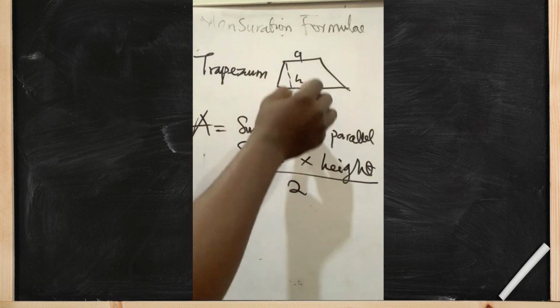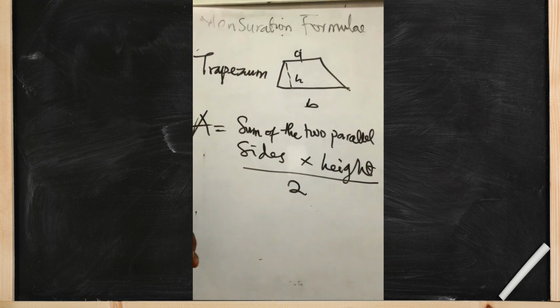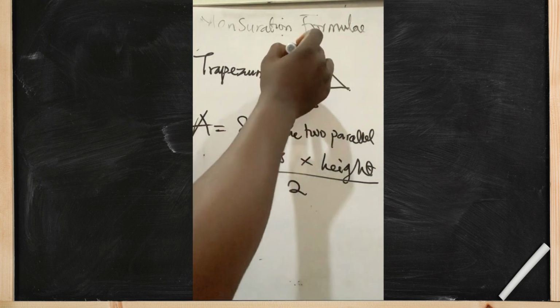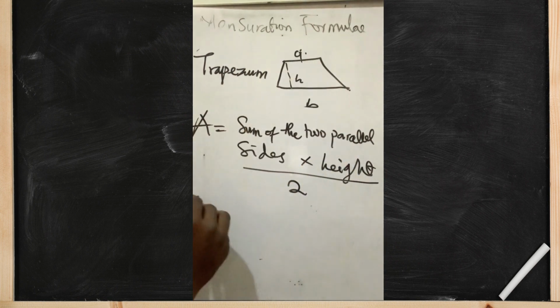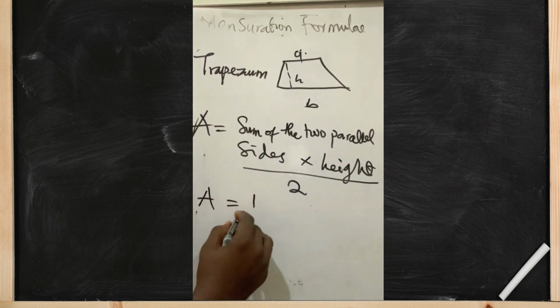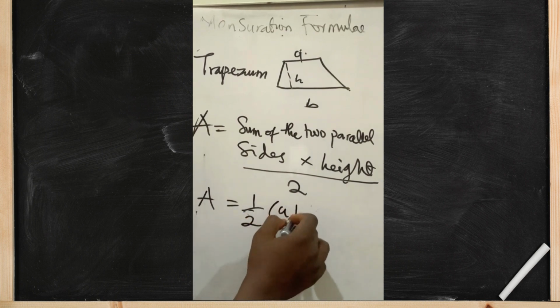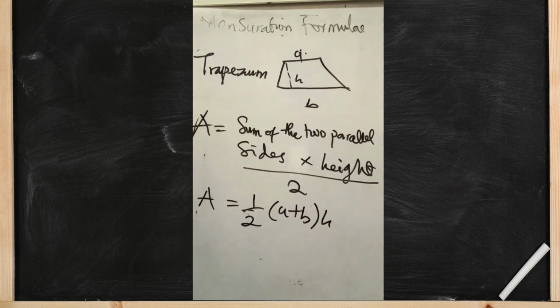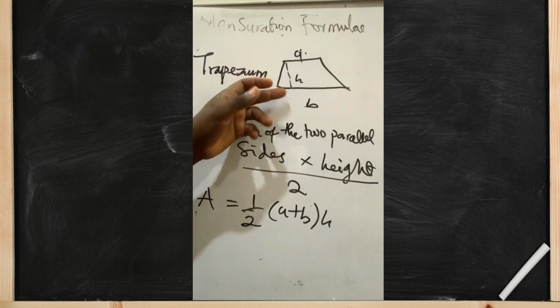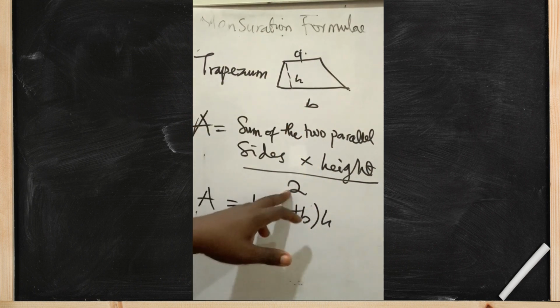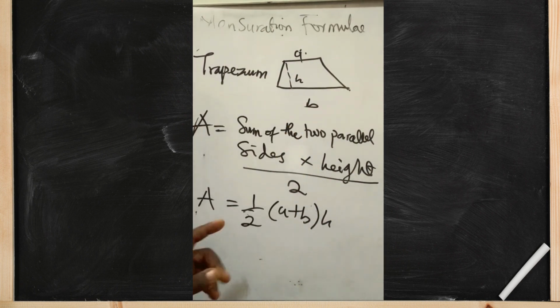Sum of these two parallel sides times height divided by 2. That's the area of the trapezium. So if these two parallel sides are a plus b, then we can have it as 1 over 2 times (a plus b) times height. So the area of a trapezium is the sum of the two parallel sides times height, all over 2. And that gives us this.